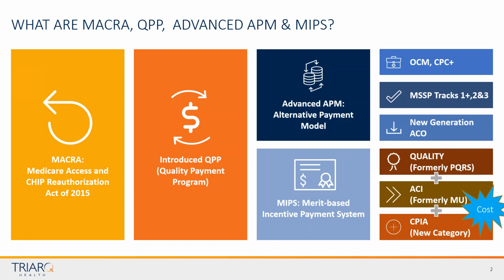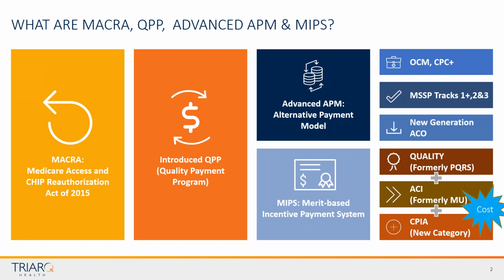This is here to stay. As a portion of MACRA, the QPP, or Quality Payment Program, was introduced. What is the QPP? There's really two paths to success in the Quality Payment Program. One is participation in an Advanced APM, APM standing for Alternative Payment Model. The advanced is the most important word in that little acronym. The other portion is via MIPS, the Merit-Based Incentive Payment System, which is what most of you will be doing.